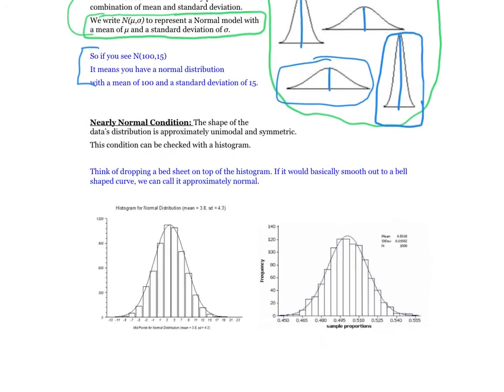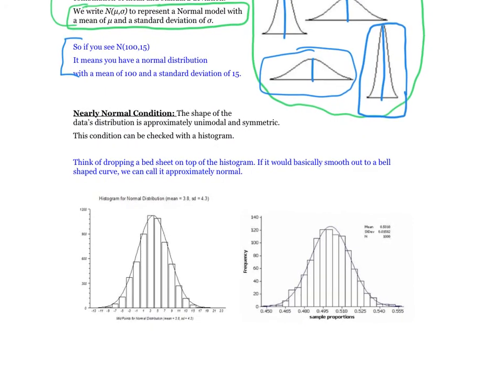Now, in statistics, we have what's called the nearly normal condition, which means the shape of the data's distribution is approximately unimodal and symmetric. This condition can be checked with a histogram. So remember, real data is never going to be perfectly symmetric. If you look at these two histograms drawn below, they're not perfectly symmetric. If they were, this bar and this bar would match up, okay? And this bar would match up, but they don't. But real data is never going to be perfect, okay?